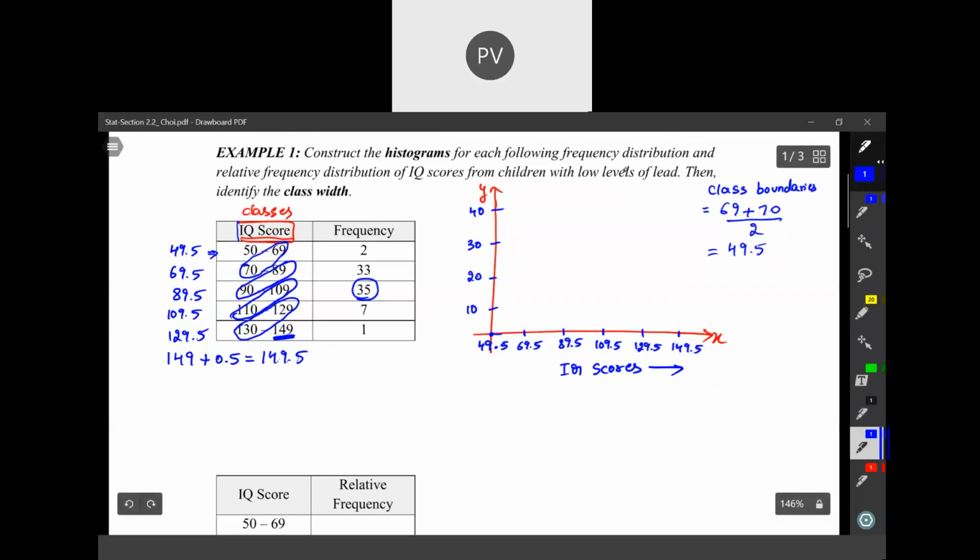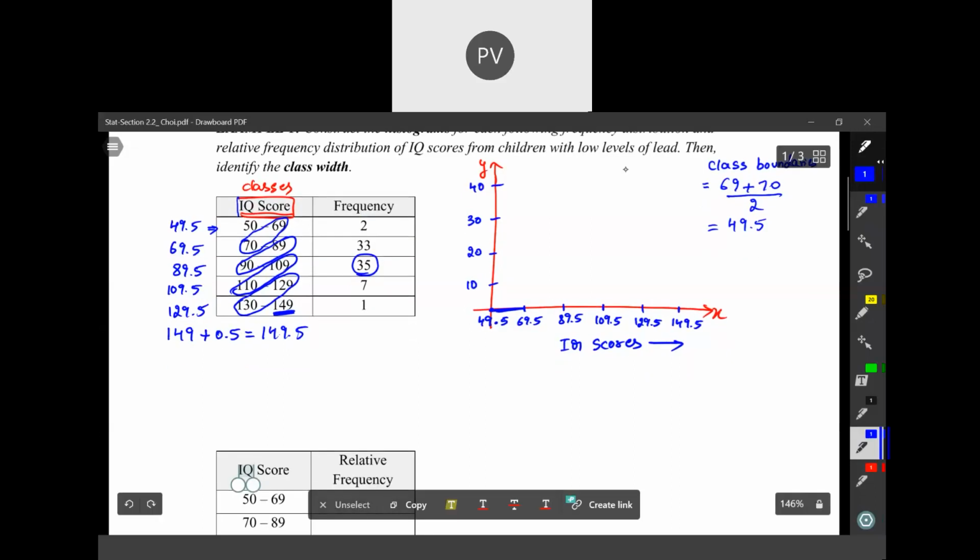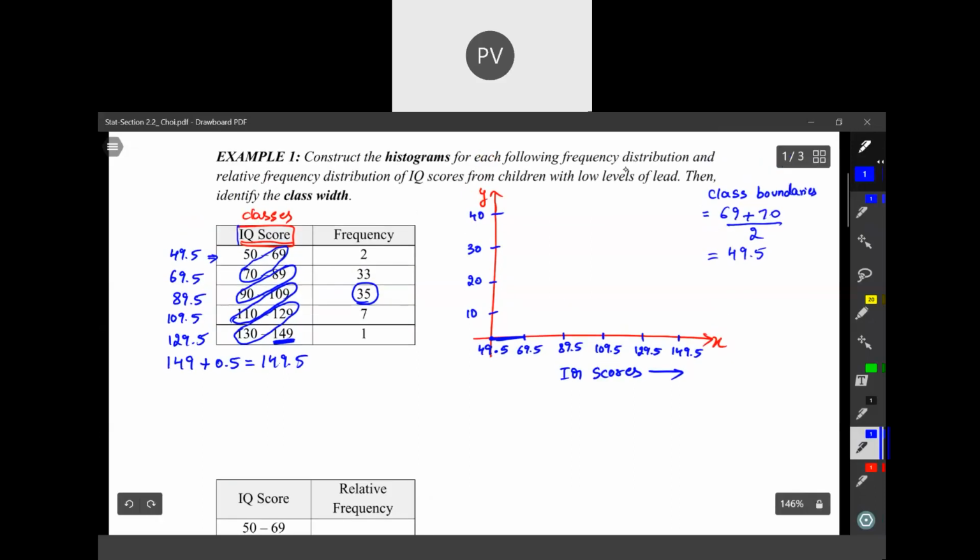So this line is your first class. So how many people have the IQ score between that? It is 2 people. Number of people is 2. So which means it will be below this line, right? So it will be 1 might be here. From here to 69.5, the frequency is 2 and the IQ score is between 50 to 69.